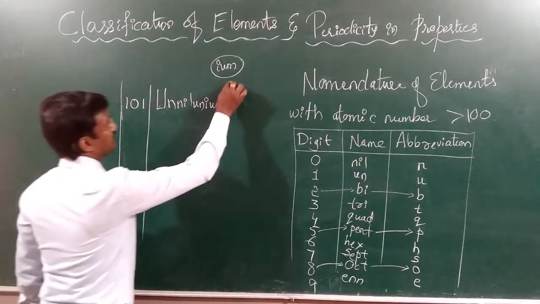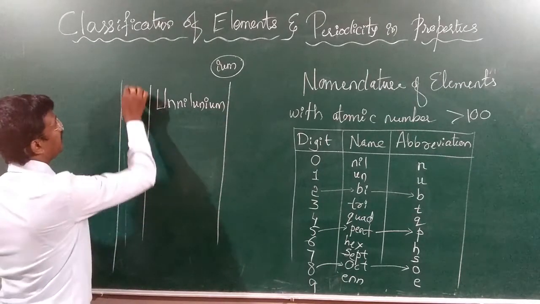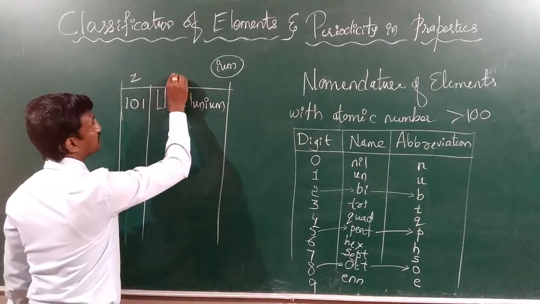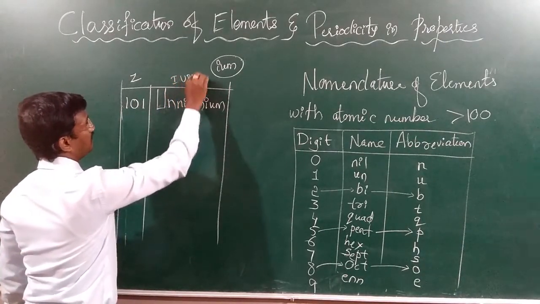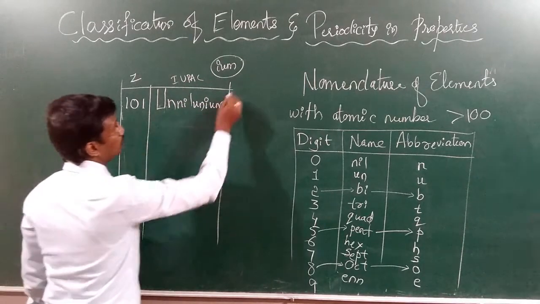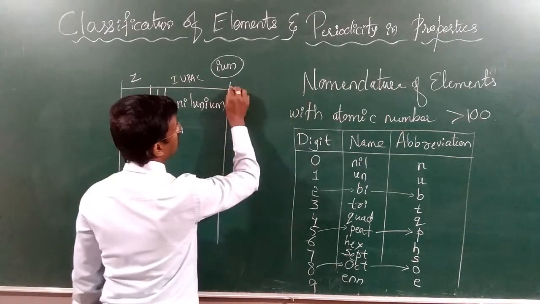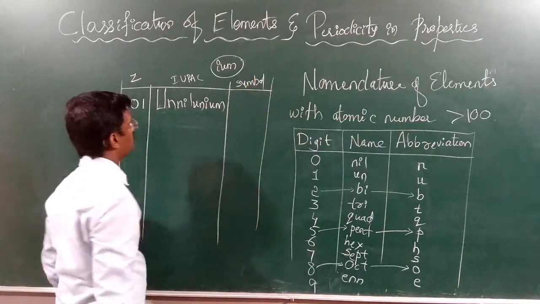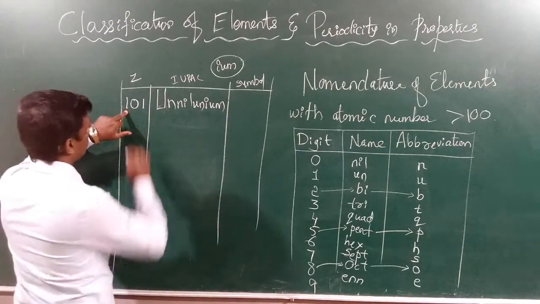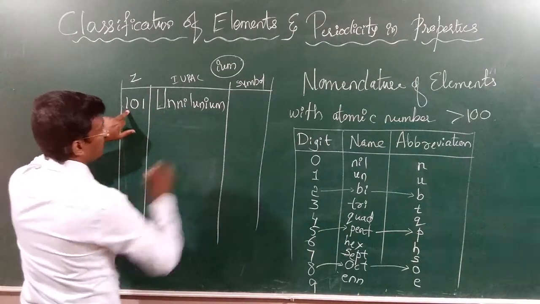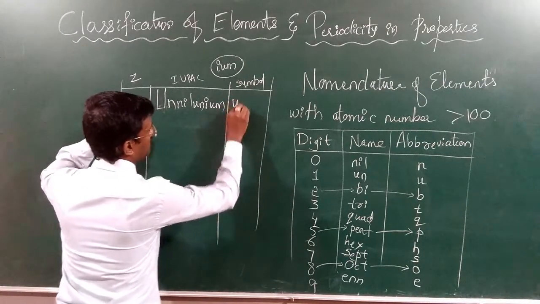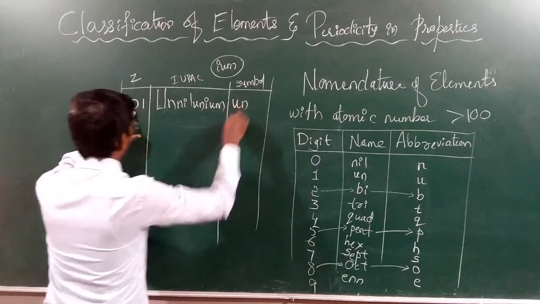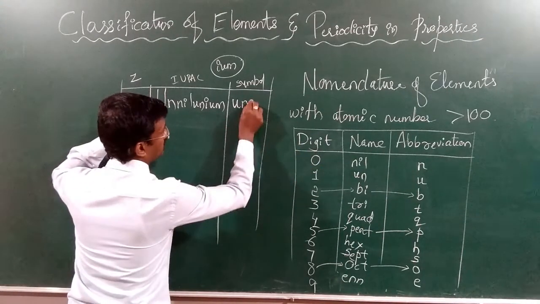So this is the actual name of the element which has the atomic number 101, and its IUPAC name is Unnilunium. Whereas the short form means symbolic representation. While naming the symbol, you just use the first letter. One is nothing but un, the first letter U, and 0 is nothing but nil, and the symbol is N. Again, 1 is nothing but un, and the symbol is U.